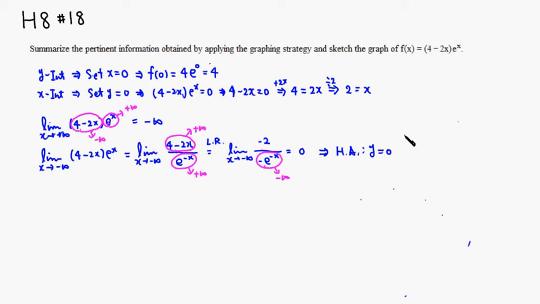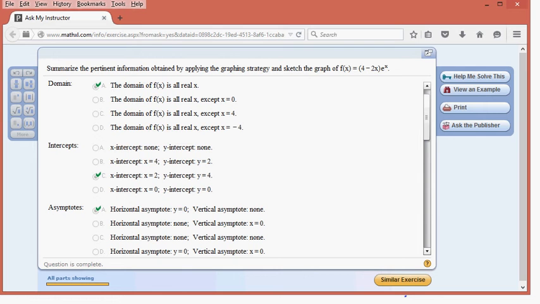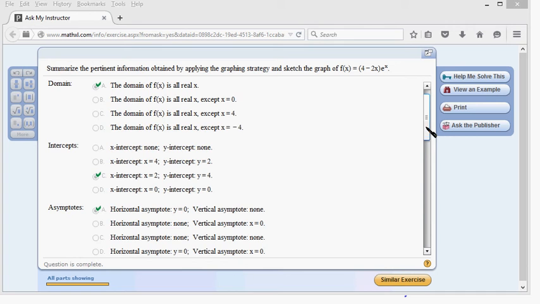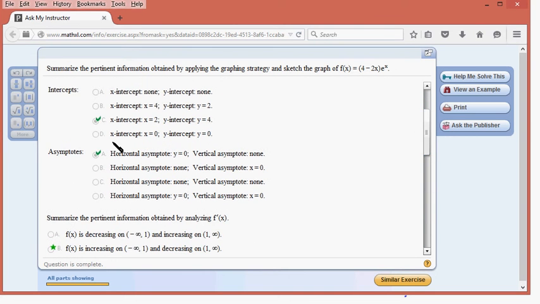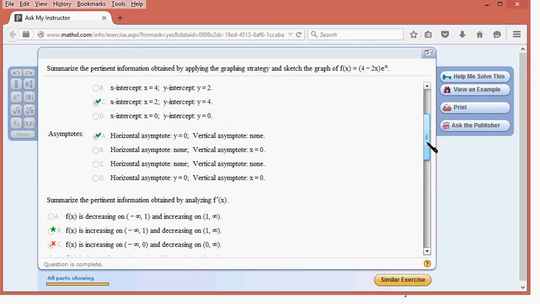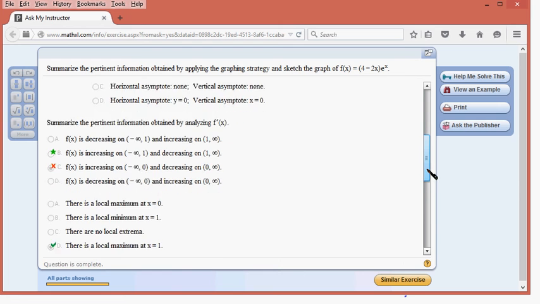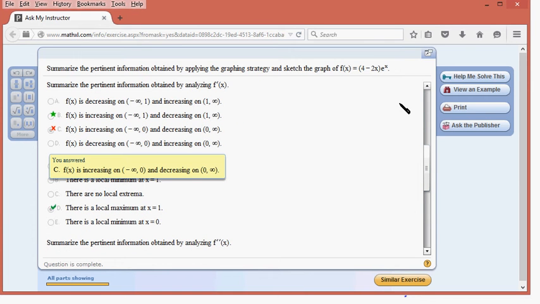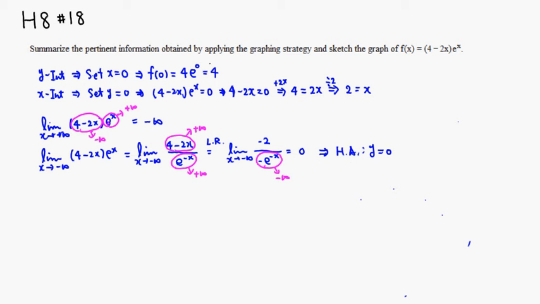Alright, so let's go back. The horizontal asymptote is y equals 0, and the vertical asymptote is none. So that's why A is the correct answer. Now let's look at the first derivative to talk about the increasing and decreasing behavior. Alright, so let's do that.